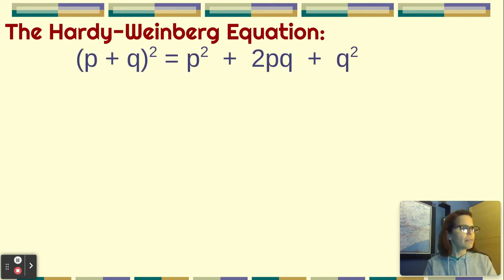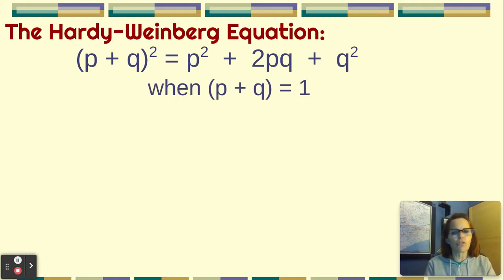All right, so the Hardy-Weinberg equation, just reminding you, I usually tell people to ignore the (p plus q) squared and just turn that into a 1 or don't even write it. I don't care. But you need to know p squared plus 2pq plus q squared when p plus q equals 1. The reason you can ignore the front half is p plus q equals 1, and then 1 squared is 1, so just ignore it. Don't pretend that part doesn't exist.